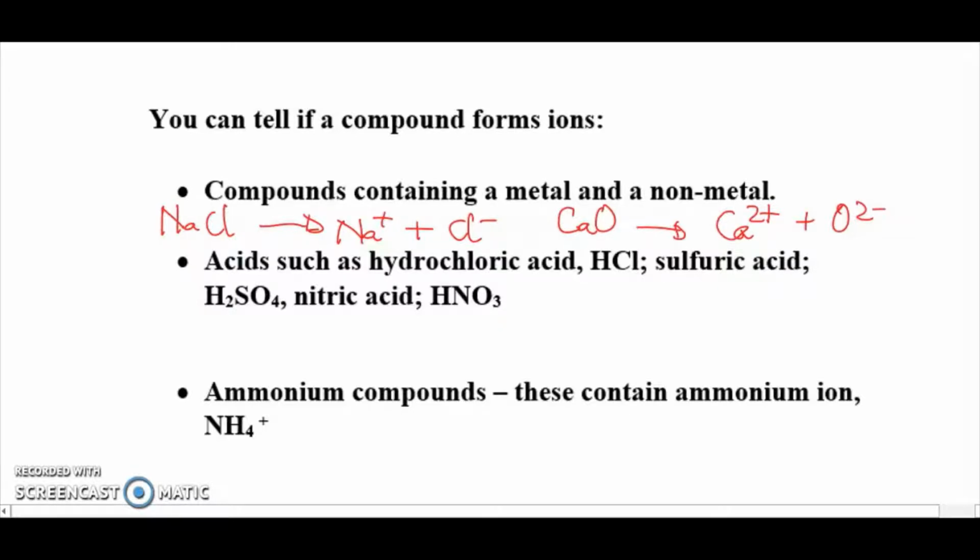Now, I'm sure you should be asking yourself, how do you know when to put the charge of +1, +2? For this, it is pretty simple. We know that metals will form positive ions, in other words, cations, and non-metals will form negative ions. Non-metals will form anions. So how do we know the charge to put on the ion?